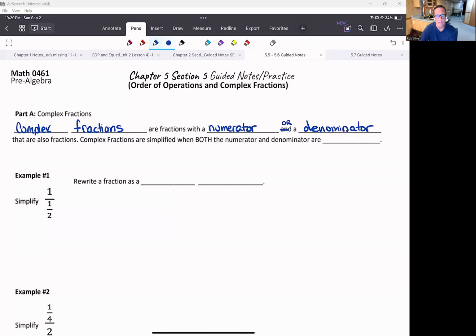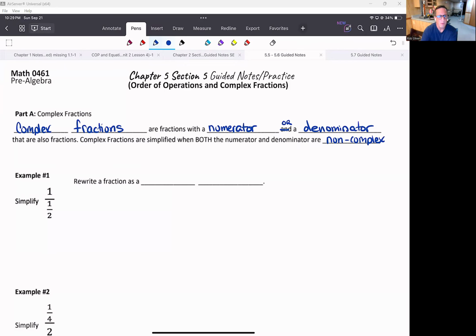Complex fractions are simplified when both the numerator and denominator are non-complex. I know it sounds like it doesn't seem like an answer, but it means the numerator is no longer a fraction and the denominator is no longer a fraction. Maybe the whole answer is a fraction, that's fine. But you don't have a numerator with a fraction or a denominator as a fraction. Hopefully that makes sense to you.